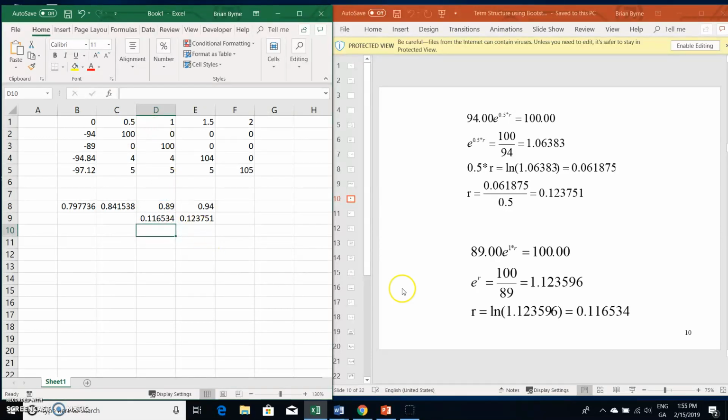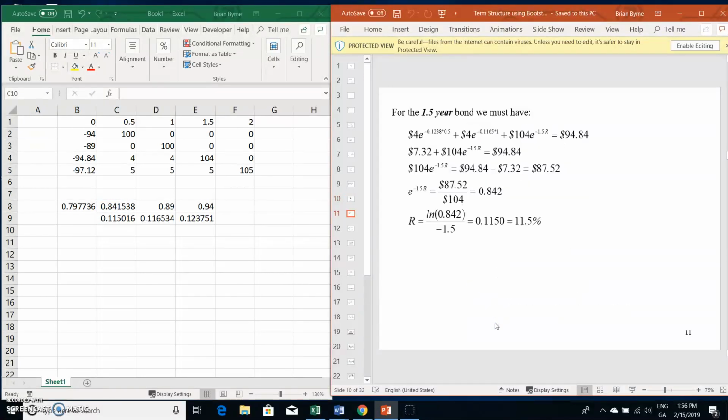Okay, I get 11.65, which is the same as what we have here. Again, if I use the negative natural logarithm of the discount factor and divide it by the respective time period, which in this instance would have been 1.5, I get 11.50, which is what I have here.